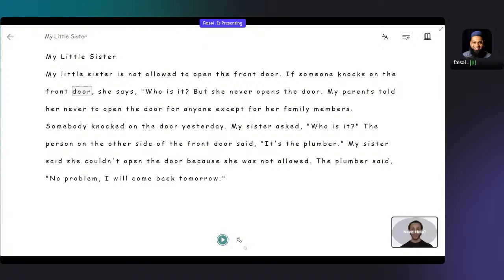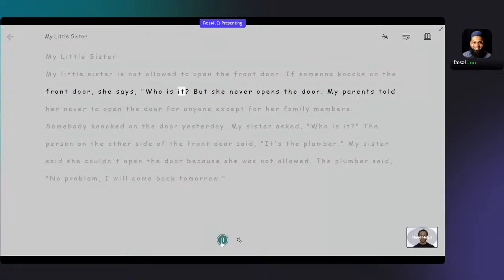And there are some controls. You can come here to voice settings. You can increase the voice speed. For example, this is the normal speed. Let's play it one more time. Door, she says, who is it? But she never opens the door.